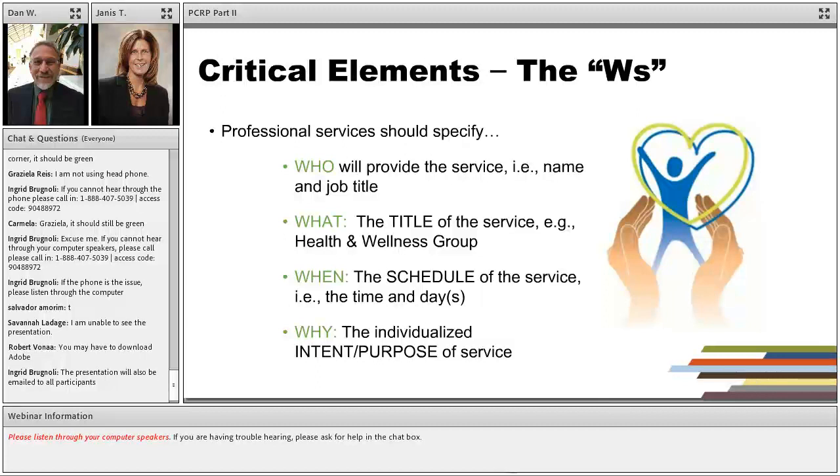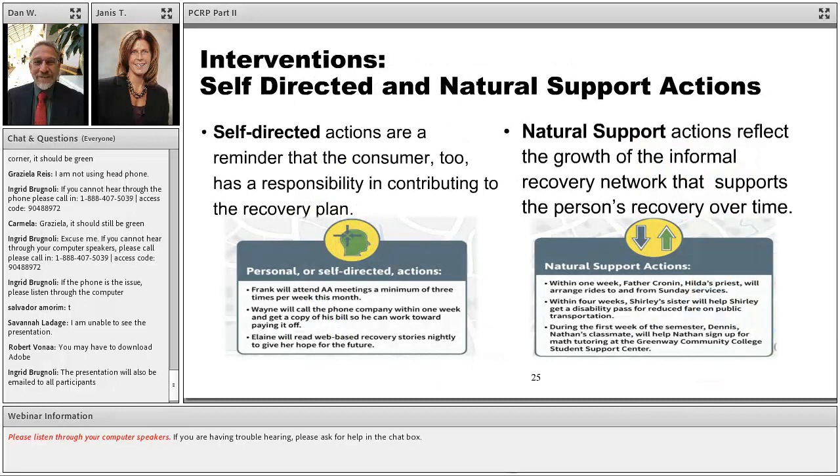When that service is happening, what's the schedule? Is it one time a week for 3 months? Is it once every 3 months, et cetera? And then really important, why? What's the intended individualized purpose and intent of that service as it relates to that individual, how they're overcoming their barriers to achieve that short-term objective.